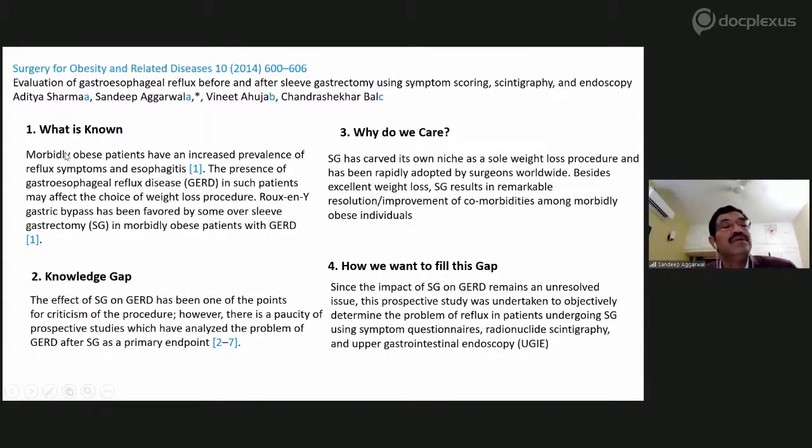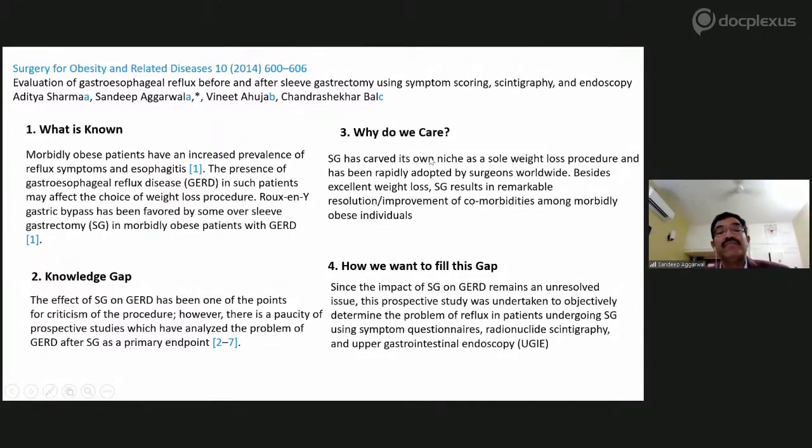So what is known? Morbidly obese patients have an increased prevalence of reflux symptoms with esophagitis. Okay, so this is what is known, and we give references for it. What is the gap? The gap is the paucity of prospective studies which have analyzed the problem of GERD after sleeve gastrectomy as a primary endpoint. There are a lot of case series and articles which will casually say GERD increases or GERD decreases, but as a primary endpoint, there are very few studies.